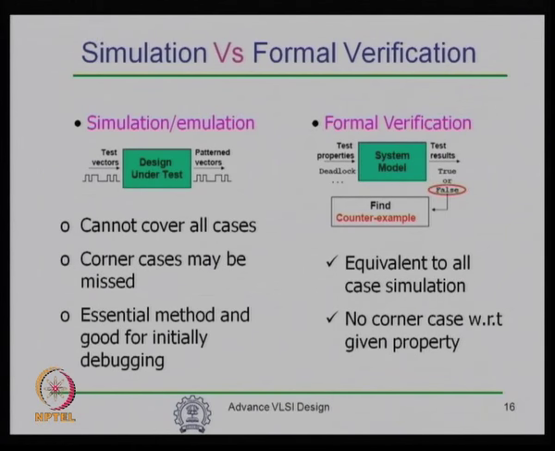And you have to specify some properties. For example, say you want to design an arbiter, you may have a property that your arbiter should not give access to multiple masters at the same time to use the common resource. Or if you have designed a traffic light controller, it should not give a green signal to cross roads. These are the properties. So you supply these to your formal verifier, and it will tell you whether this property is valid for that design or implementation or not.